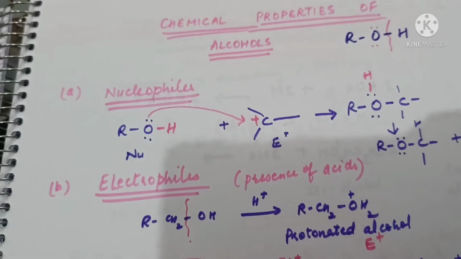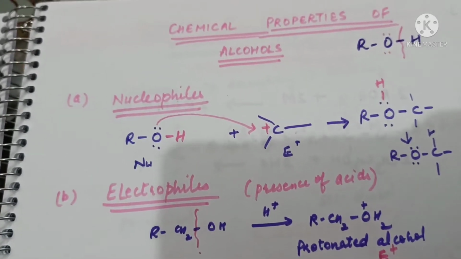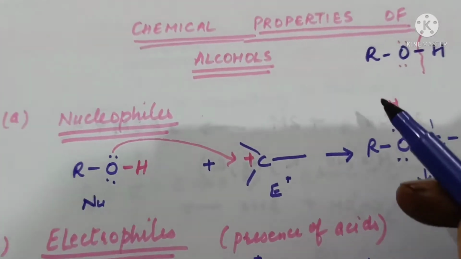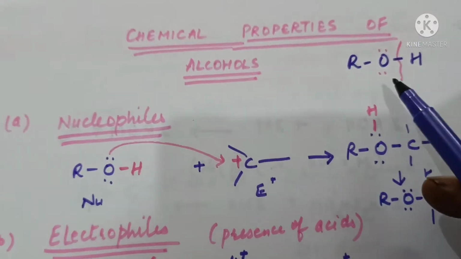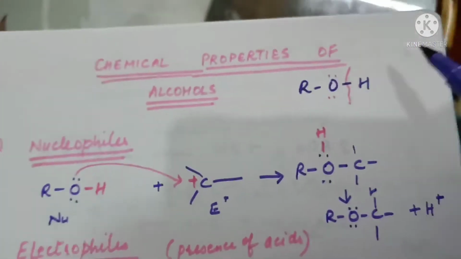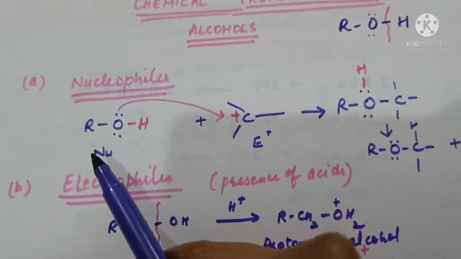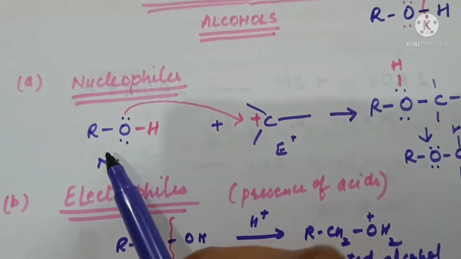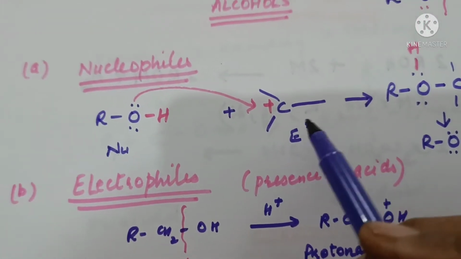Today we'll be doing chemical properties of alcohols. So alcohols can act as nucleophiles as well as electrophiles in their reactions. They act as nucleophiles when the bond between oxygen and hydrogen is broken. For example, when it's acting as a nucleophile, alcohol will react with an electrophile.